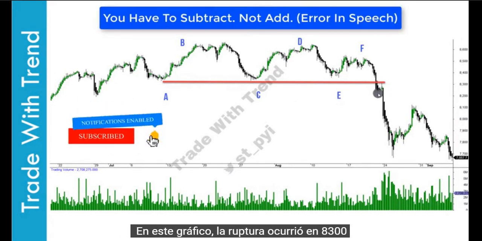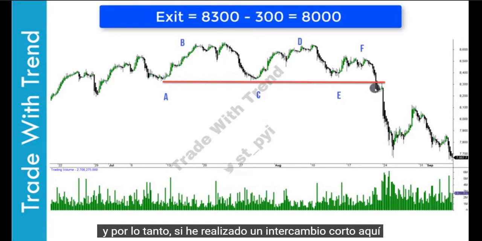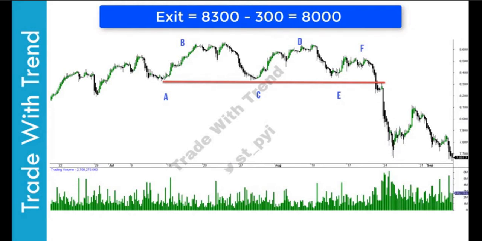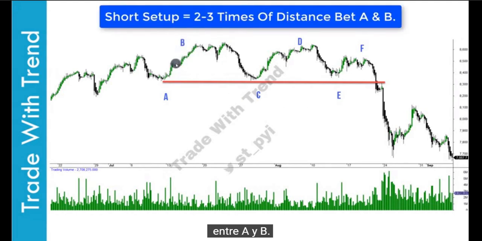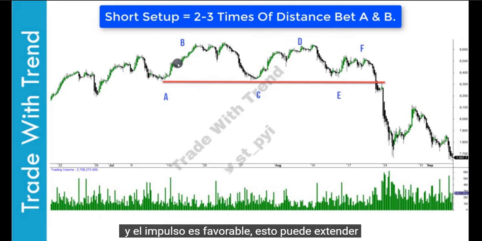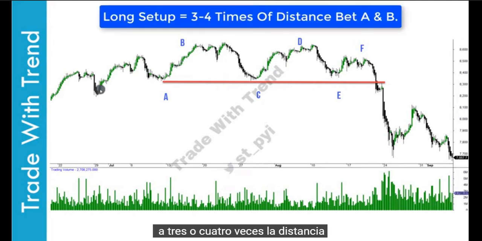In this chart, breakout happened at 8300 and the distance between A and B is roughly 300 points. And therefore, if I have taken a short trade here, I would place my exit at 8000 level. During short setups, when momentum is strong, you would typically get 2 to 3 times of distance between A and B. And during long setups, when trend is strong and momentum is favorable, this can extend to 3 to 4 times of the distance between A and point B.